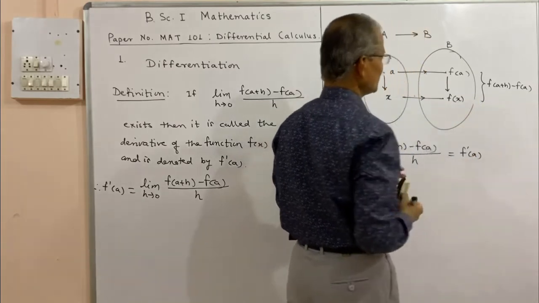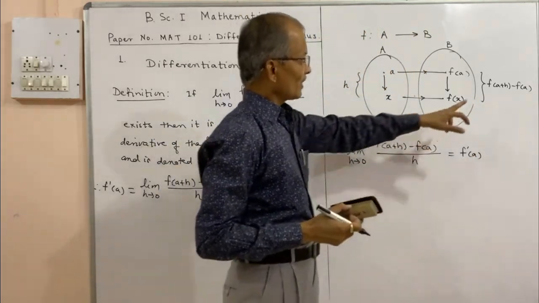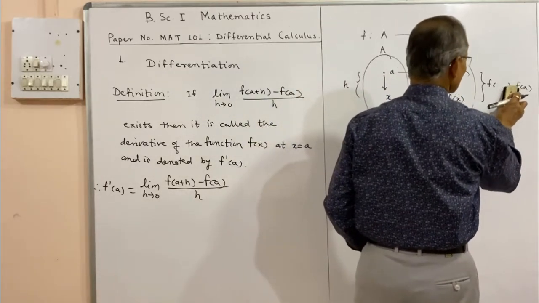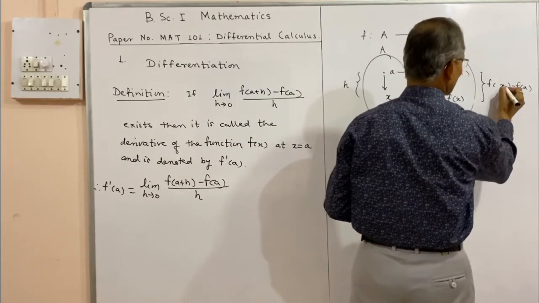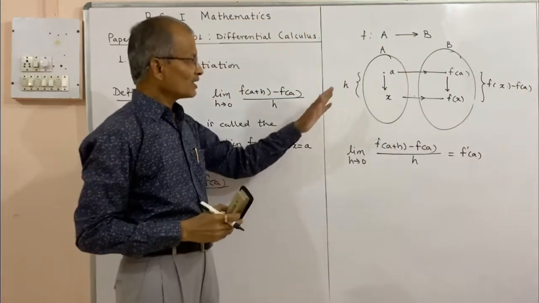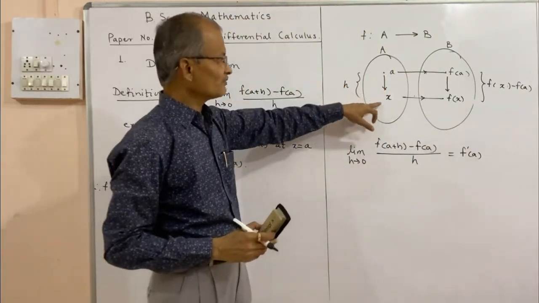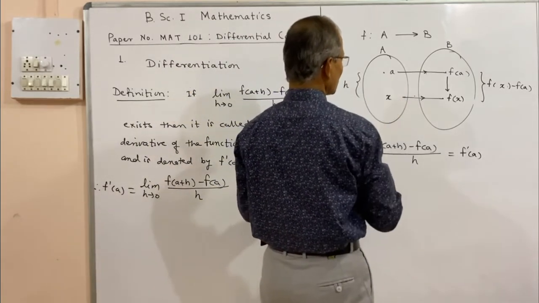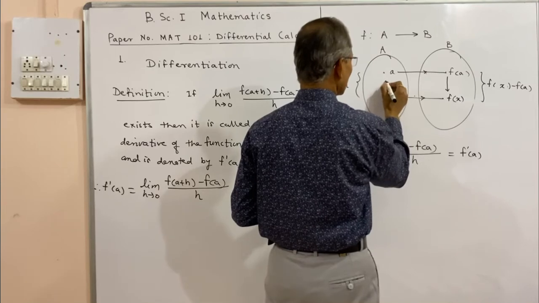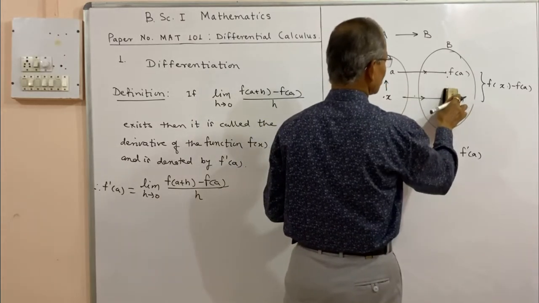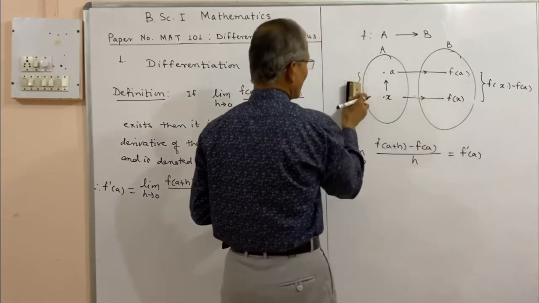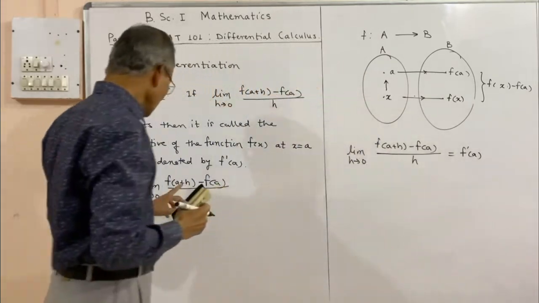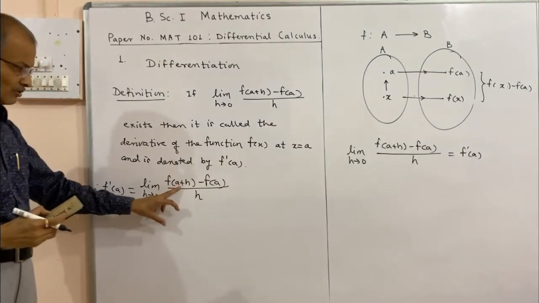Now what will be the changes here? You see, the change will be f(x) minus f(a). We are taking a plus h as x, so this is f(x) minus f(a). And as h tends to 0, this x will tend to a. So instead of h approaches 0, we now have to consider x approaches a. And in that case, we will consider a plus h is equal to x.